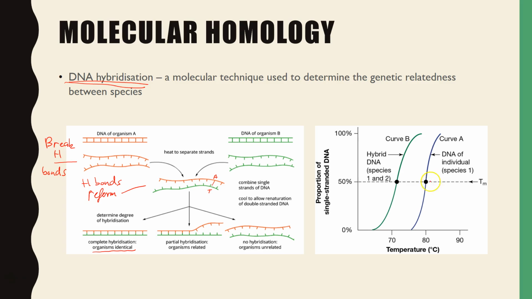and we can see that curve A has a higher melting point. So the point at which the two strands will break apart. So there's one strand and there's another strand bound by hydrogen bonds. The point at which they break apart into single strands is known as the melting point, Tm.